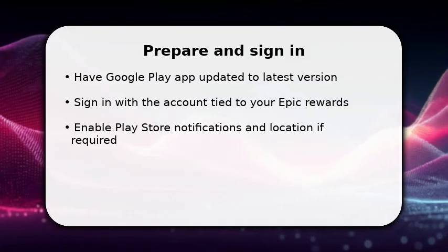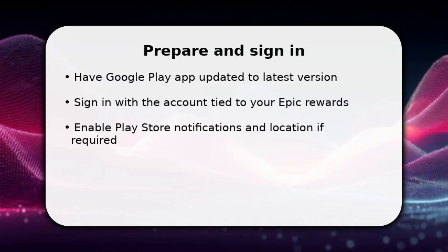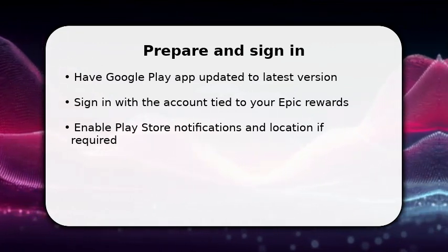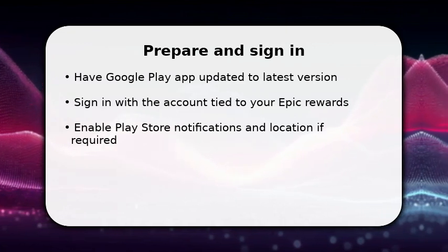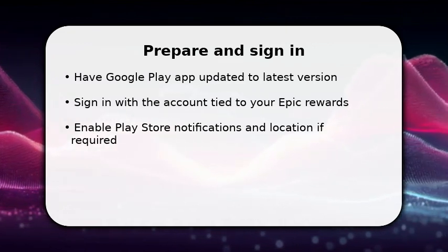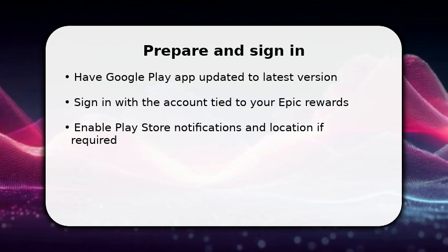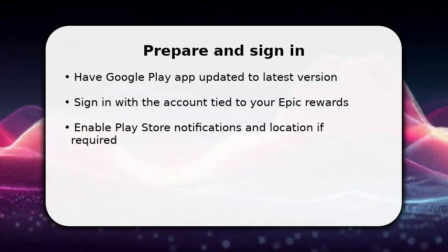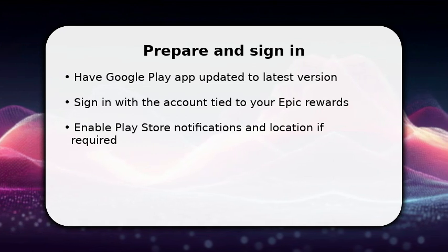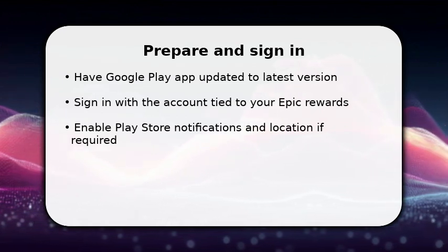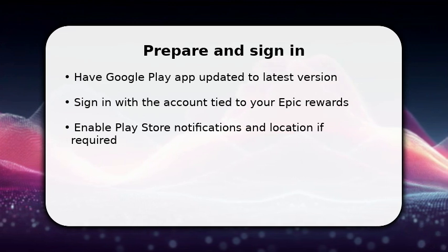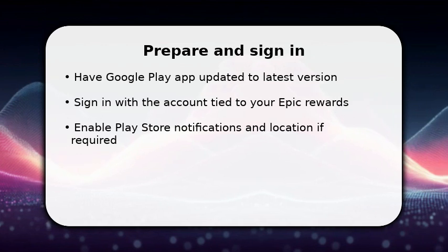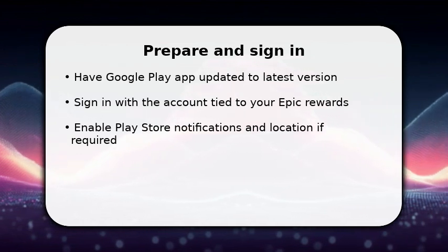You start by confirming the essentials. Update Google Play, sign into the exact account linked to your Epic rewards, and enable Play notifications so drops reach you. Once done, open Epic's event page inside the Play app or the Epic overlay. You need the active event window to register. Make sure your device has stable Wi-Fi and battery above 20% to avoid interruptions, and verify region settings match the event eligibility. This gets you to the first live eligibility check.